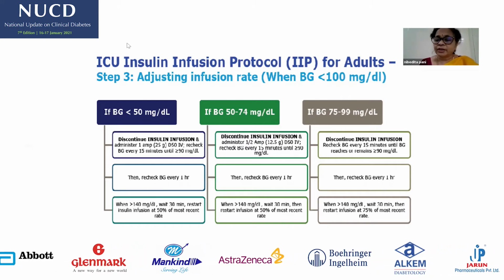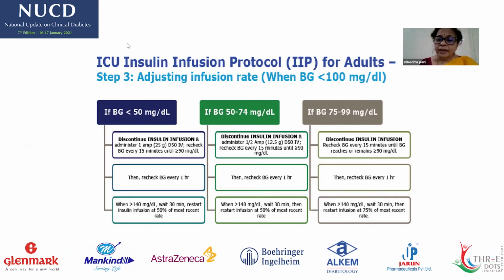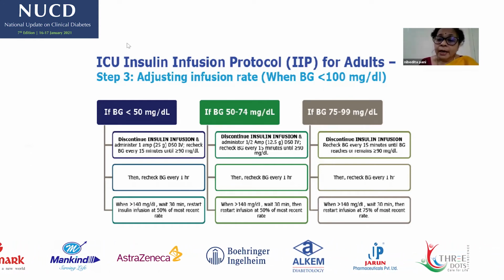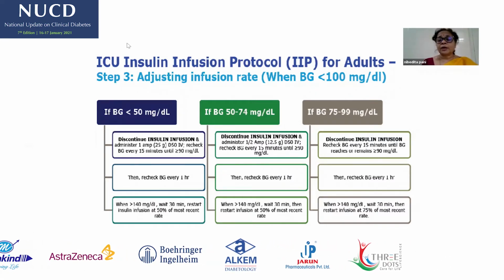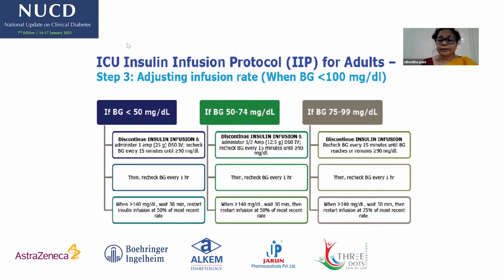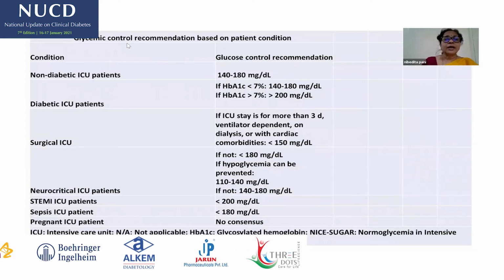Suppose the blood glucose is 75 to 99, discontinue insulin infusion, and recheck the blood glucose every 30 minutes until the blood glucose remains more than 90, then recheck the blood glucose every 1 hour. When more than 140, wait 30 minutes, then restart the infusion at 75% of the most recent rate. So let us come.